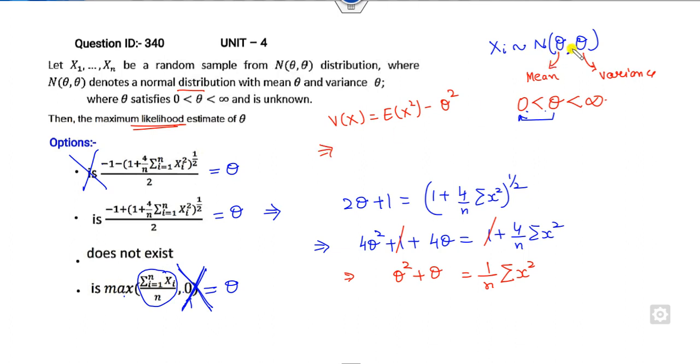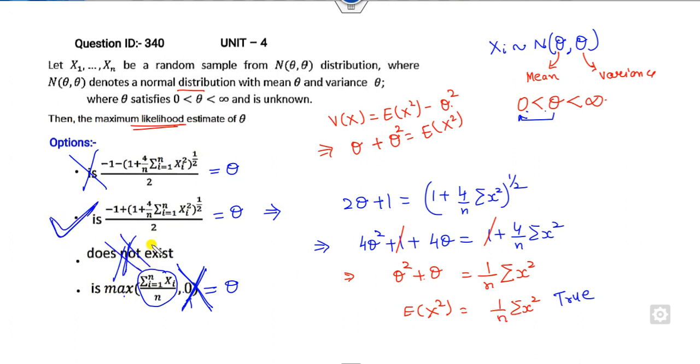What is the variance of this normal distribution? Theta. I can take this part as either. So this is E of X square. So this part is E of X square. So is this statement true? Yes, this is a true statement because the expected value of X square can be written here. It means this is the right answer. Does not exist, does not satisfy. So the right answer is here.